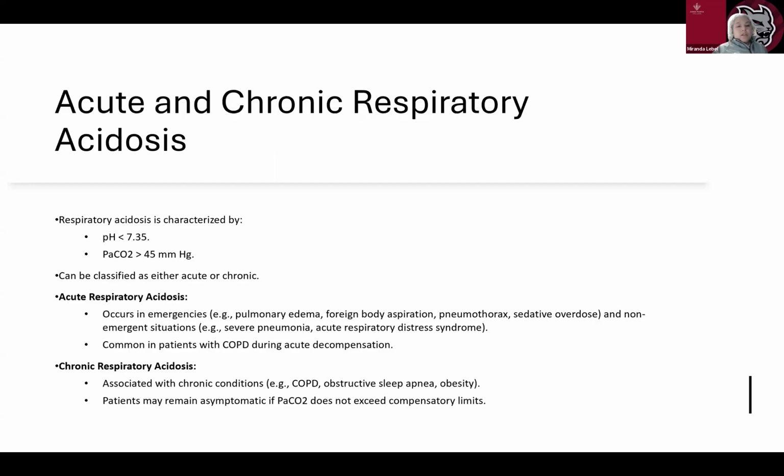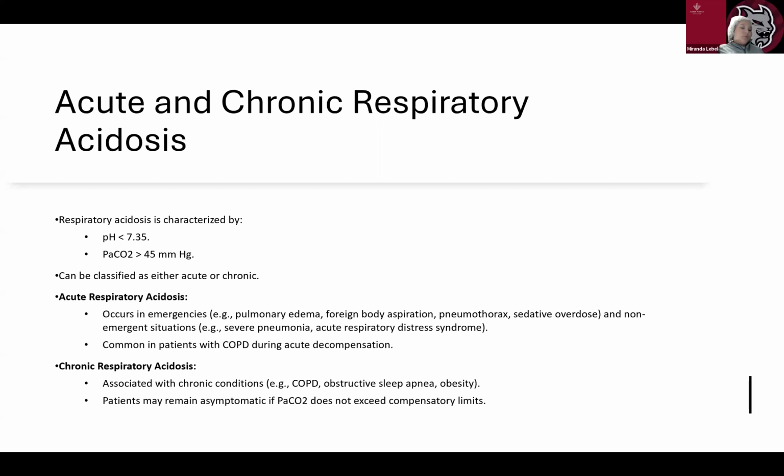Then we move into acute and chronic respiratory acidosis. Respiratory acidosis is characterized by a pH of less than 7.35 and a PaCO2 of greater than 45. It can be classified as either acute or chronic. Acute or chronic respiratory acidosis is going to be the inadequate excretion of CO2 due to insufficient ventilation. It's going to lead to elevated plasma CO2 and increased carbonic acid levels, often resulting in decreased PaO2.